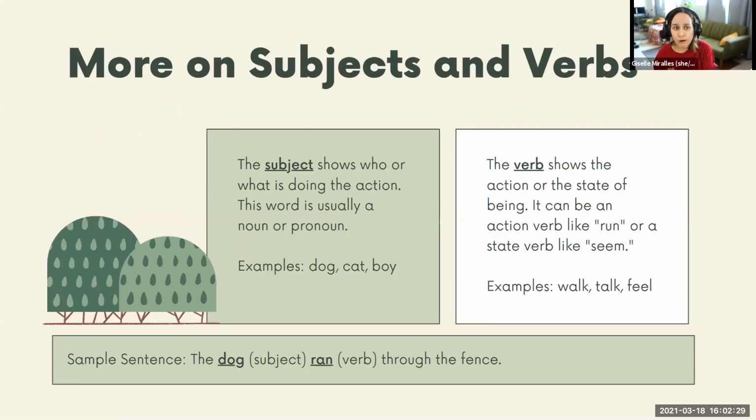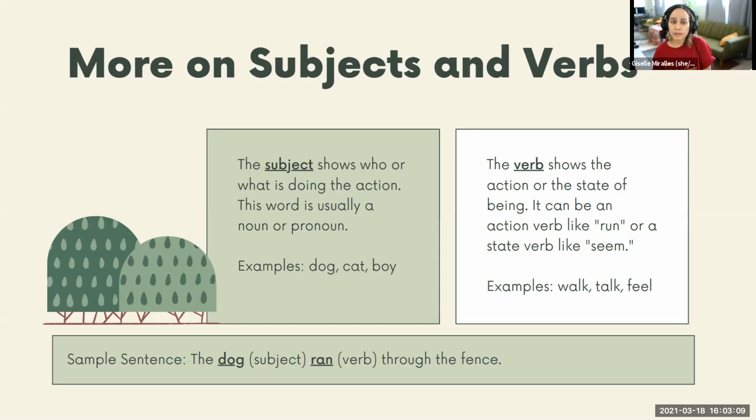So, a little bit more on subjects and verbs. The subject of a sentence shows who or what is doing the action, and that word is usually a noun or a pronoun. A noun is a person, place, or thing, and a pronoun is he, she, they. Those would all be considered pronouns. Some examples of a noun are dog, cat, boy. Those are all very basic examples, and you will see more examples as we go through this workshop.